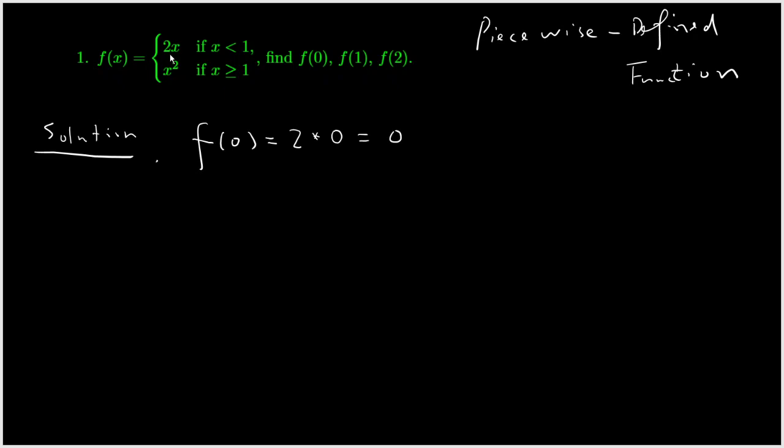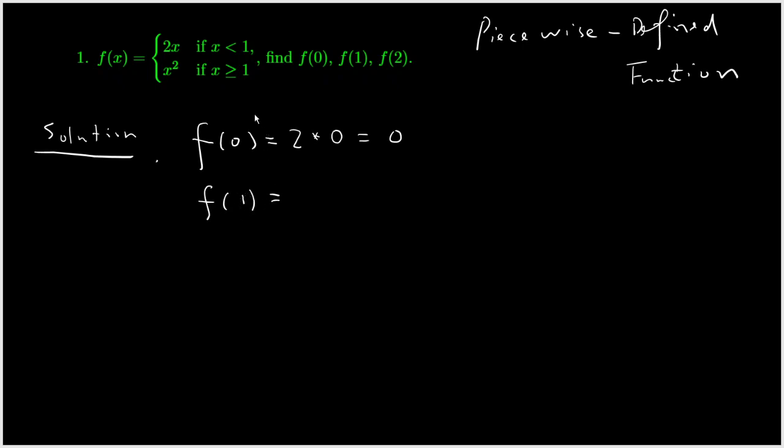Okay, now let's try to get some other values. So now let's say the value of the function at 1. We'll follow the list first. You see the input is 1.